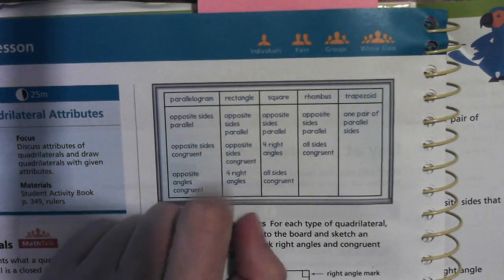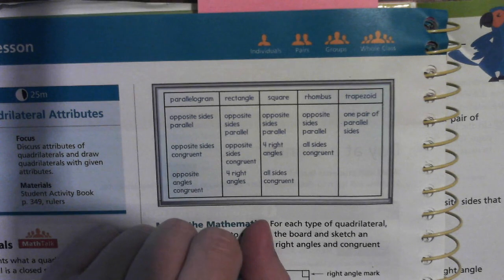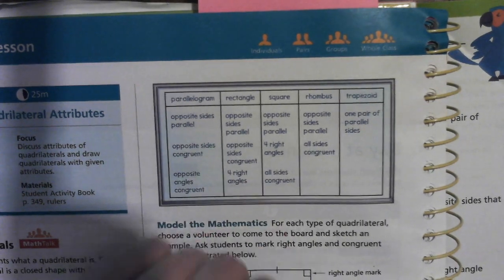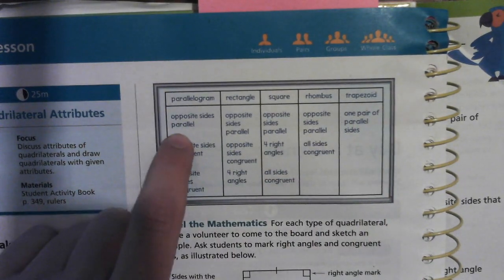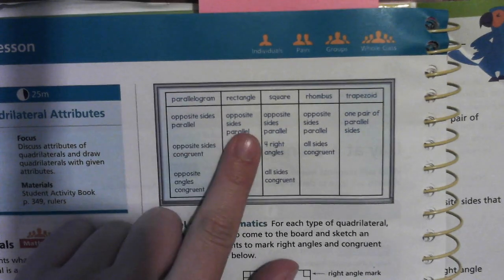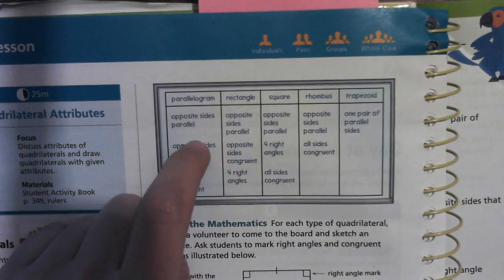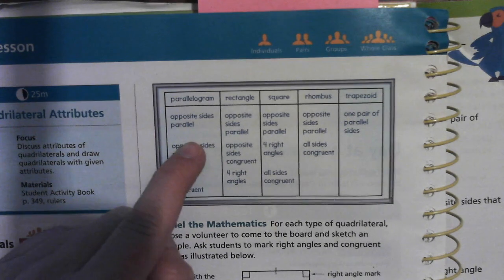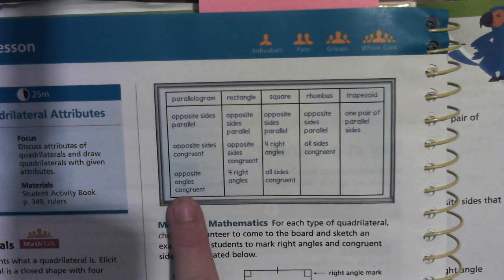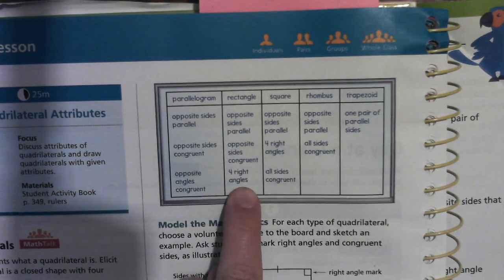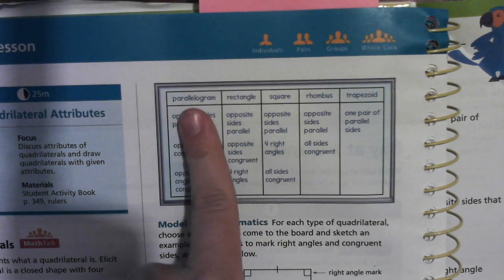A rectangle has opposite sides that are parallel, opposite sides that are congruent or equal, and 4 right angles. This is a rectangle. It's also a parallelogram. So a rectangle is a parallelogram. But a parallelogram is not a rectangle because the rectangle has to have 4 right angles.